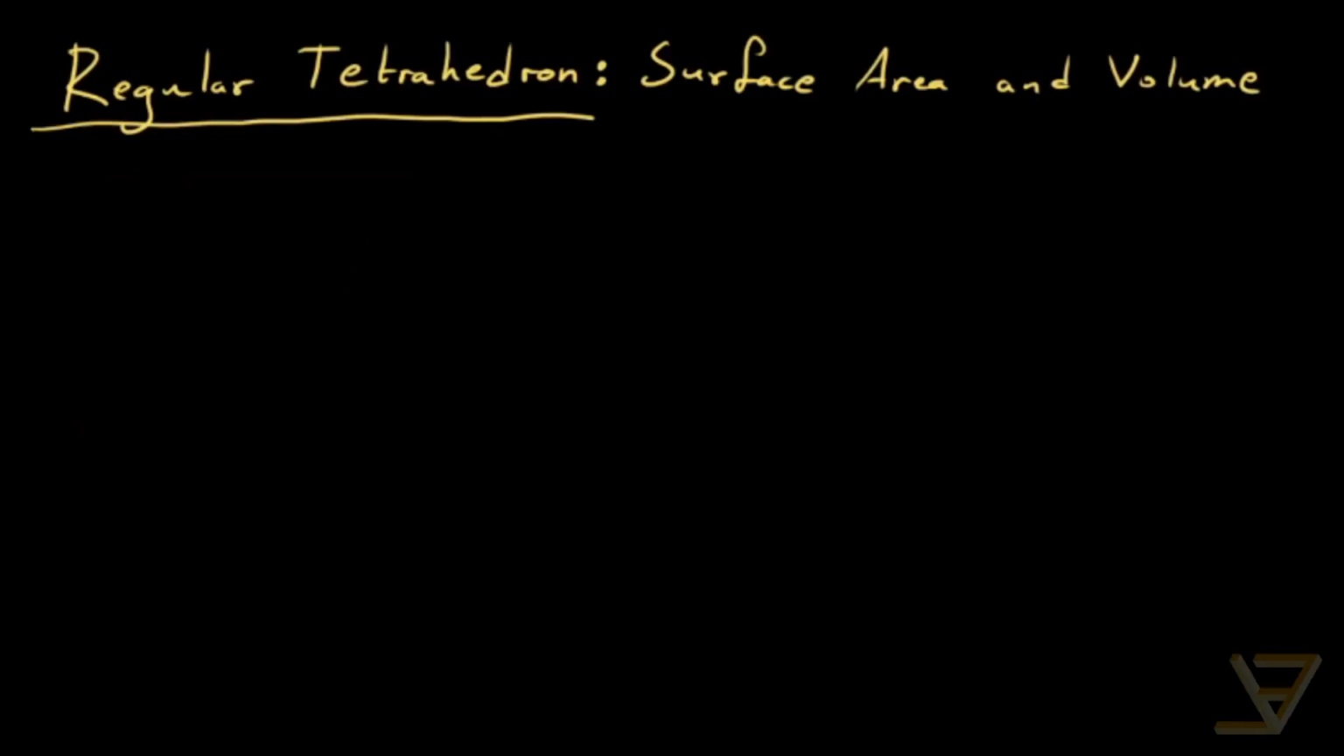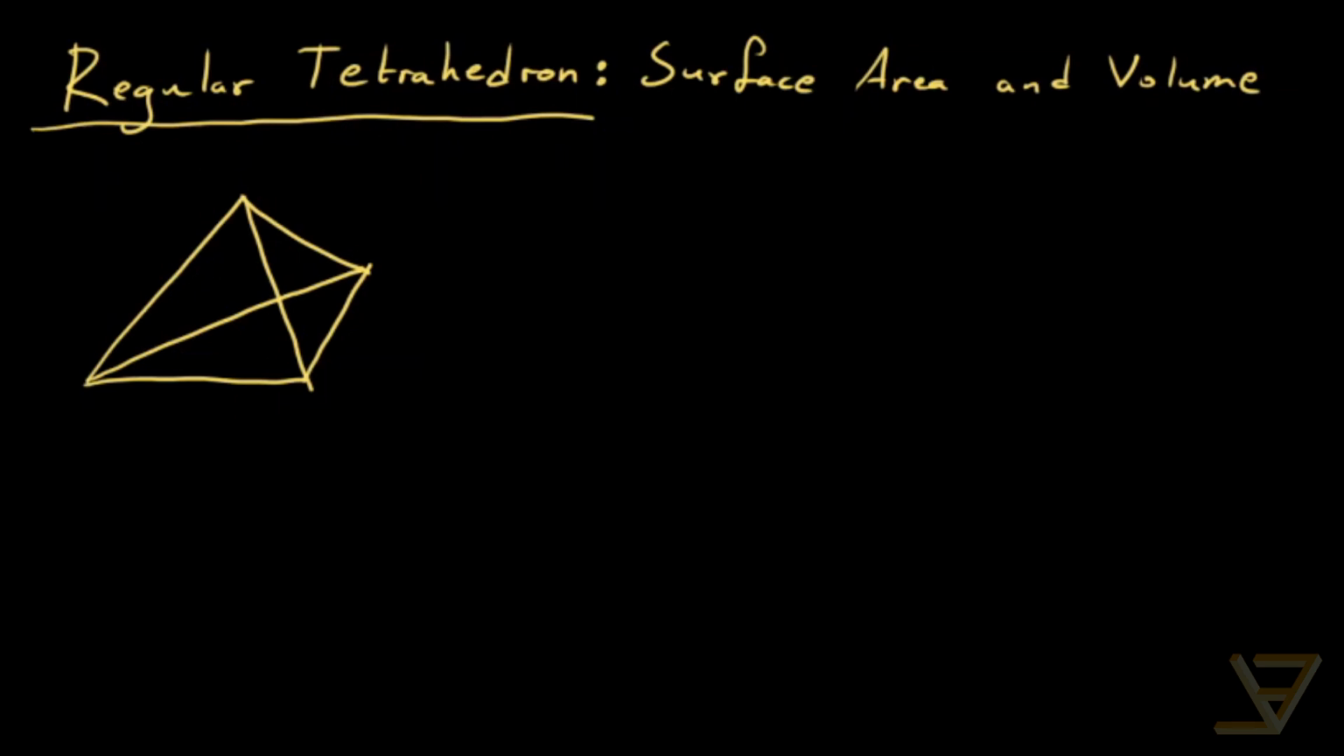Hi everyone, let's talk about the surface area and volume of a regular tetrahedron. A regular tetrahedron looks like this. We've got four triangles that come together into one shape like this, one polyhedron, and they're four equilateral triangles. And there's a unique such shape that fits together the four triangles in that way.